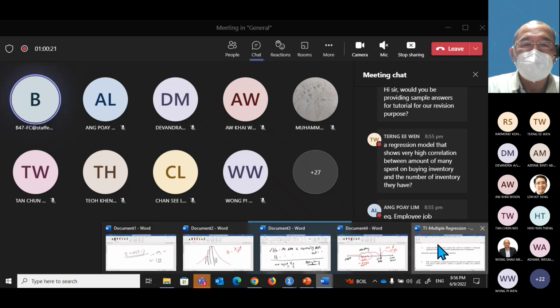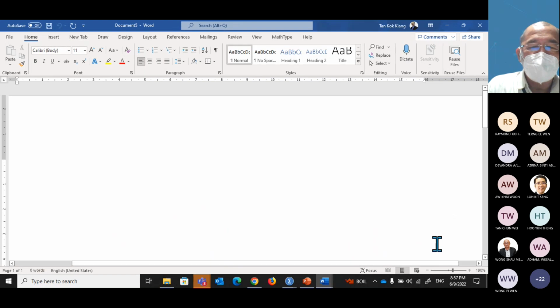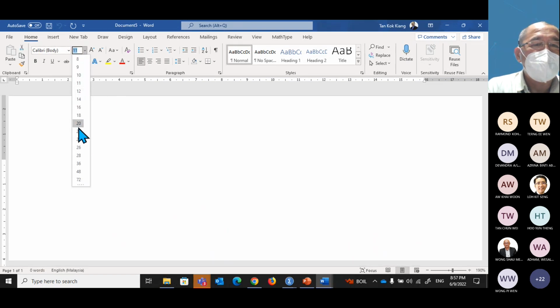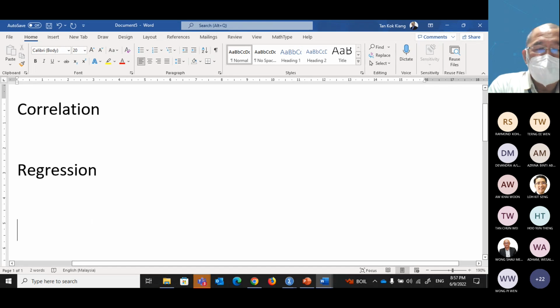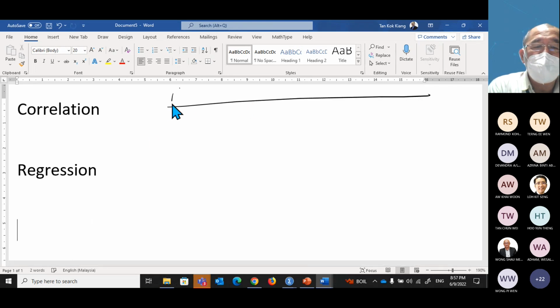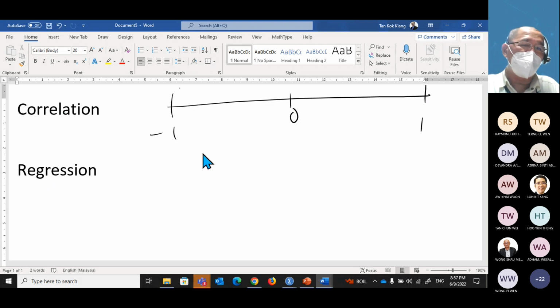Make sure you know the difference, because in your statement you mentioned two things, but actually there are two different ideas, correlation and regression. Correlation is a number between -1 and 1. There is some relationship between these two, but they are two different methods in statistics.